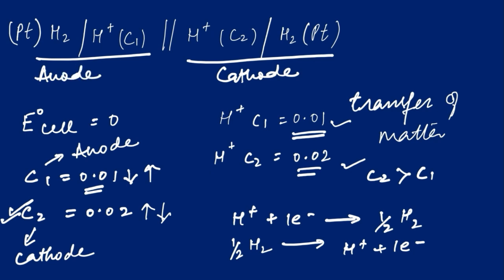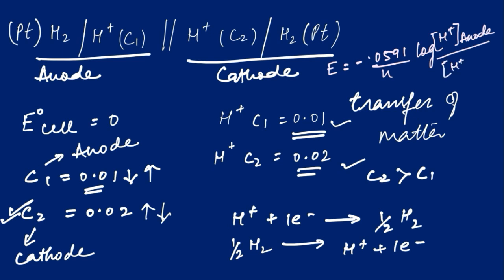Now what will be the EMF of this cell? EMF of this cell can be obtained from the formula EMF is equal to minus 0.0591 by n, where n is the number of electrons involved in the redox reaction, times log of concentration of H plus ion at the anode divided by concentration of H plus ion at the cathode. Since the E naught of the two half cells is same, it gets cancelled.